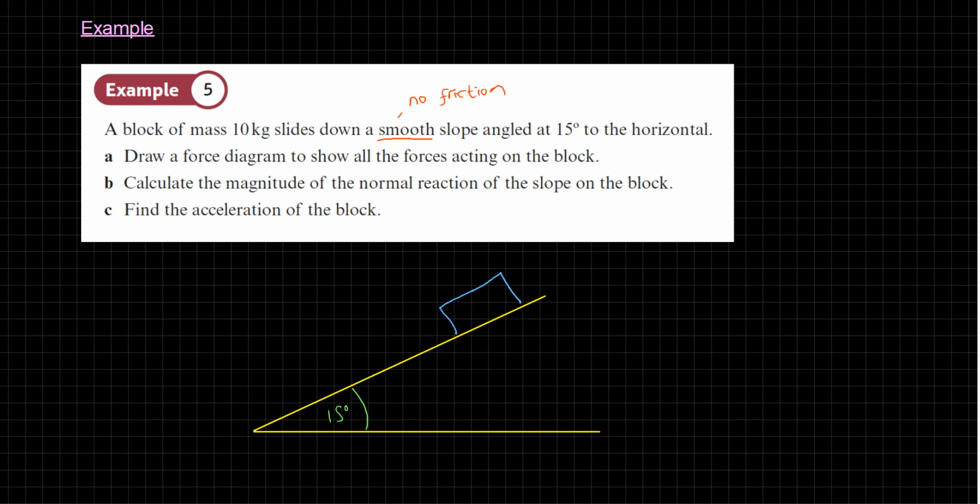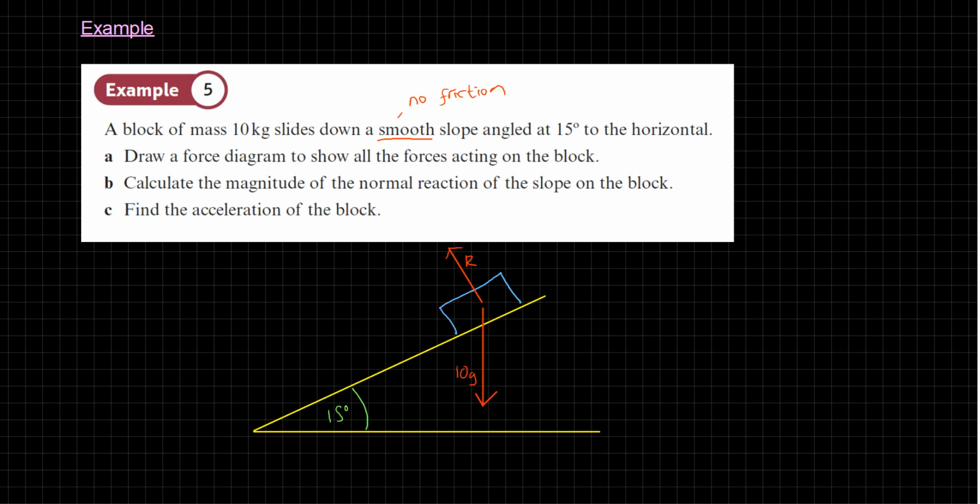Okay. So let's see. We're going to have the weight. Its mass is 10, so therefore its weight is 10 times g. What else have we got? You're going to have the normal reaction. And is that it? Is it that simple of a question? No, that's it. So reaction force. And that's it, done part A.